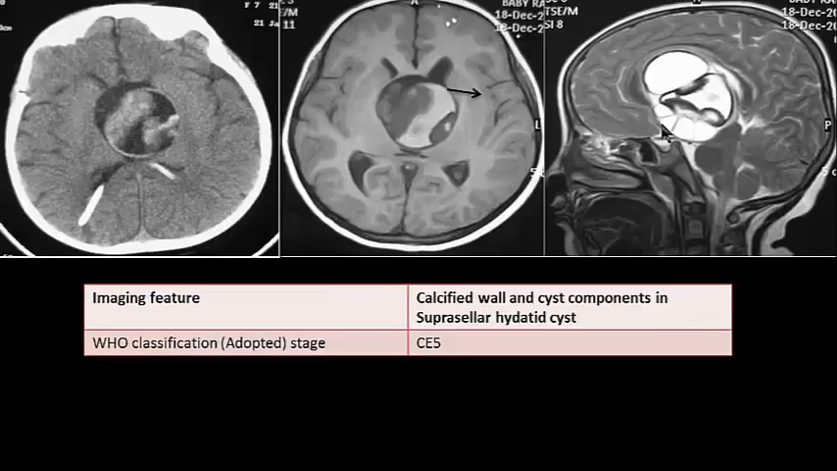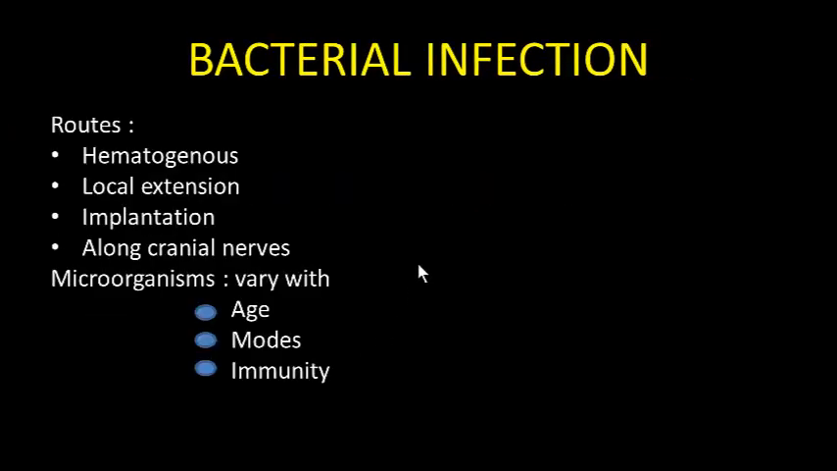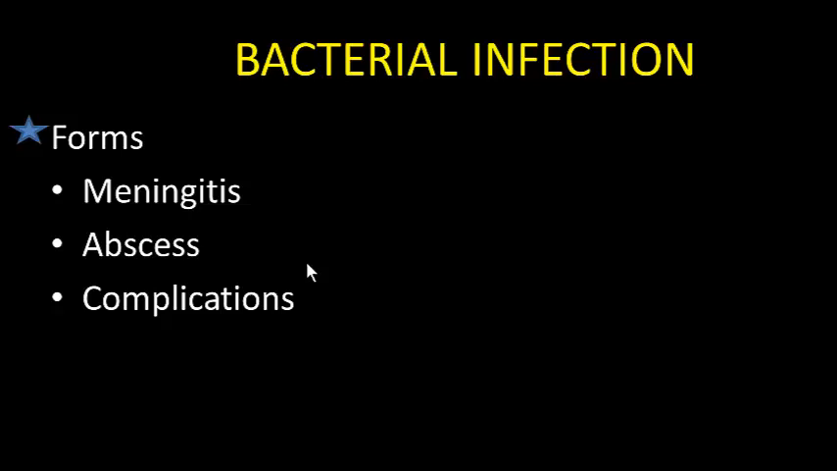This is also CE4. And you can see the wall calcification in a hydatid which is suprasellar in location in this particular patient, in CE5. So a similar kind of hydatid cyst can be seen even intracranially with a similar, adapted classification. From here we move to bacterial infection. As you know, in bacterial infection, the microorganisms vary with the age, the mode, and the immunity. Most of the time imaging is required not for the diagnosis of pyogenic meningitis, but for the complications of bacterial meningitis in the form of either an abscess or infarct.